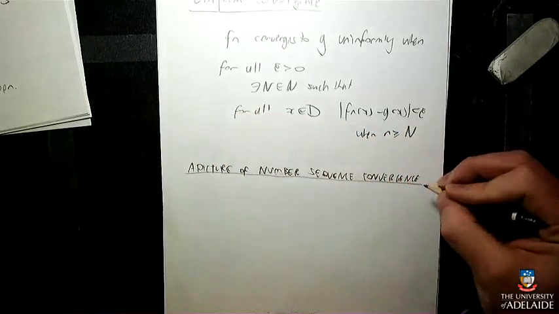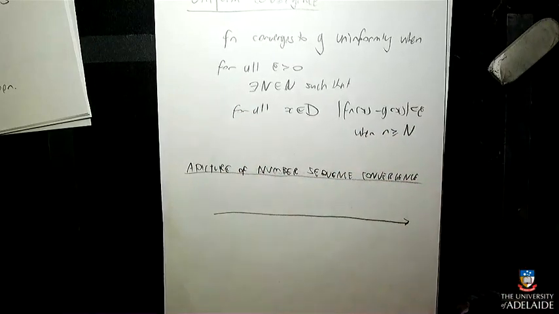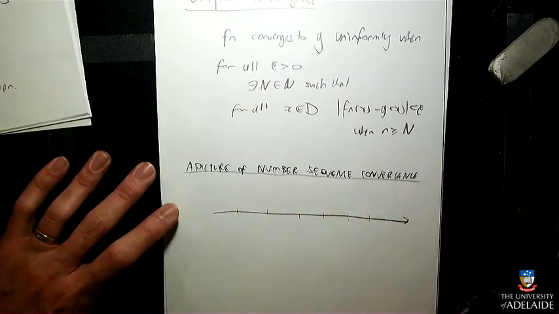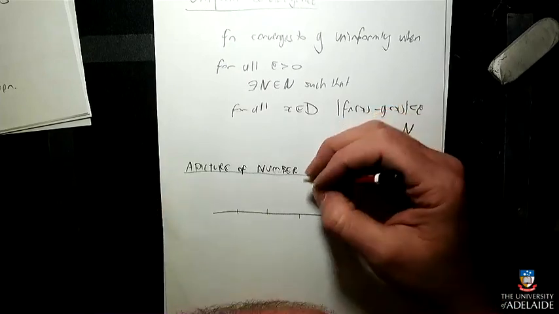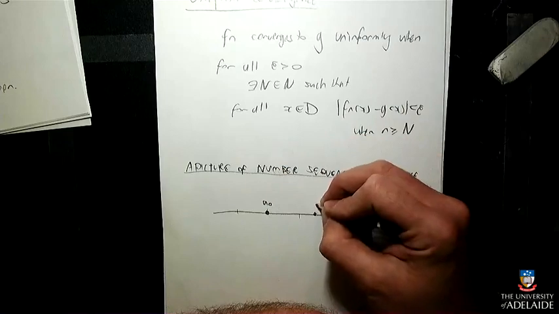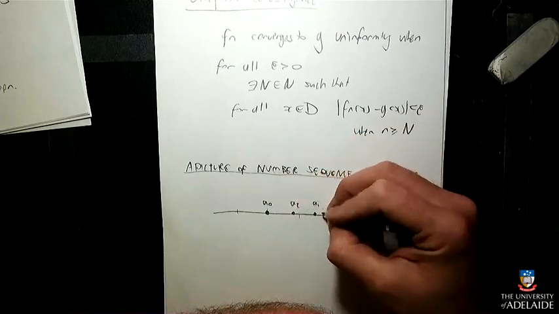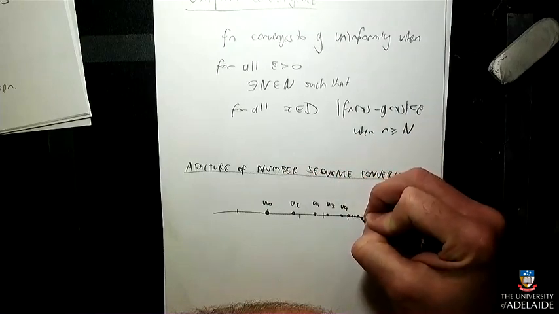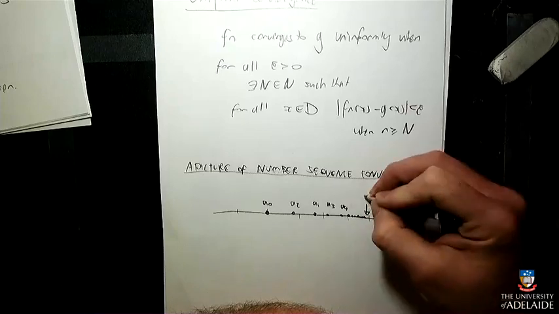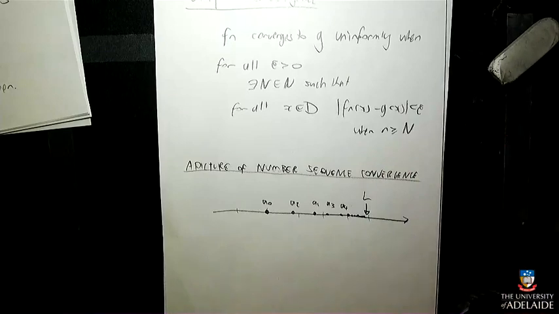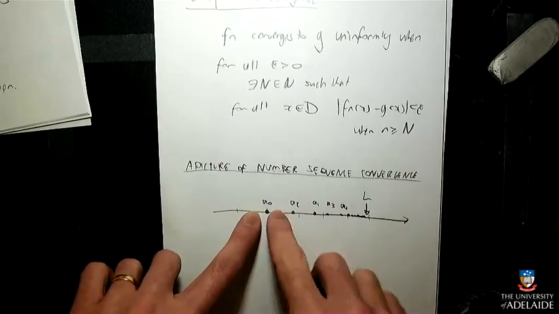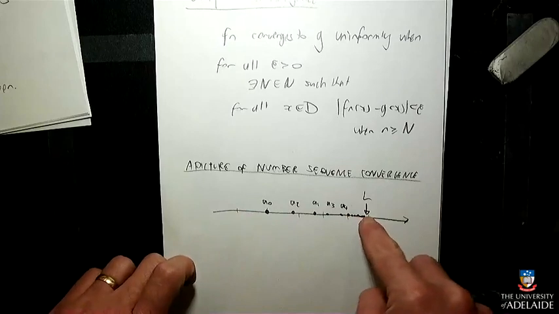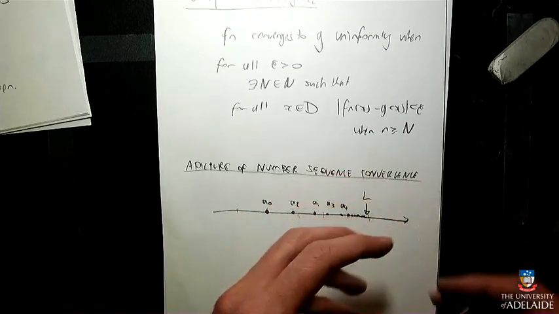So a picture of number sequence convergence that I might use is an axis of a number line, and I mark each of the terms of the sequence. Maybe this is A0, this is A1, A2, A3, A4, A5, and they end up here at the limit. If I just mark where all the A's end up, to the naked eye I can't see them being any different from L. But if I zoom in a lot, they will probably never be quite equal to L.